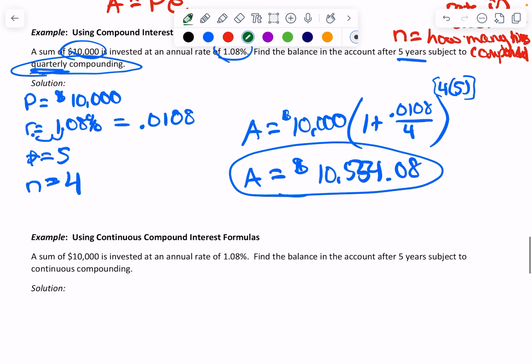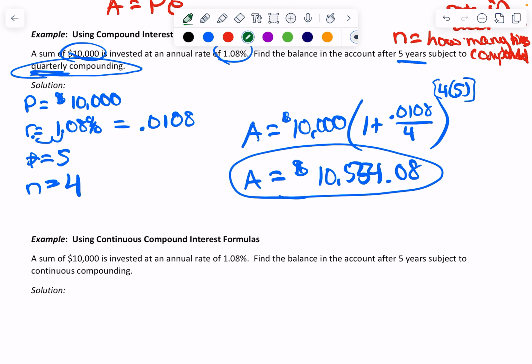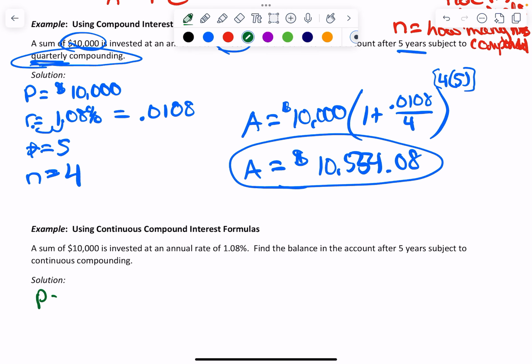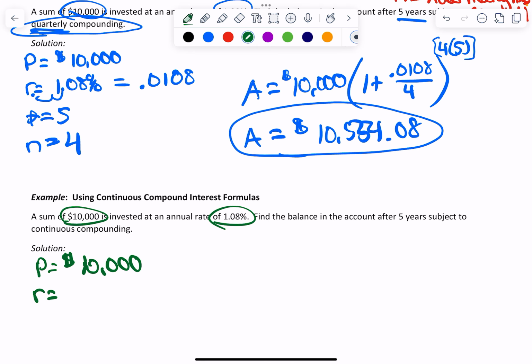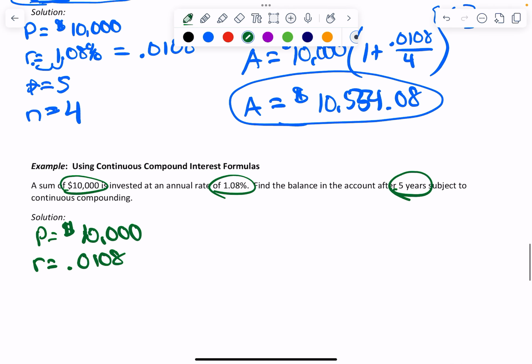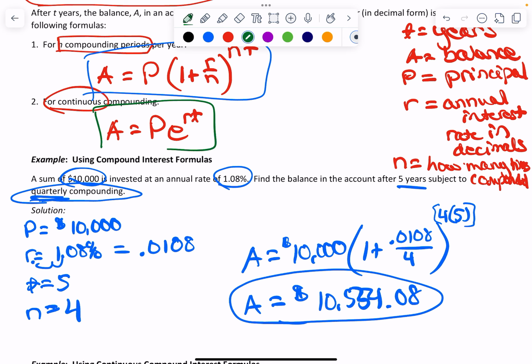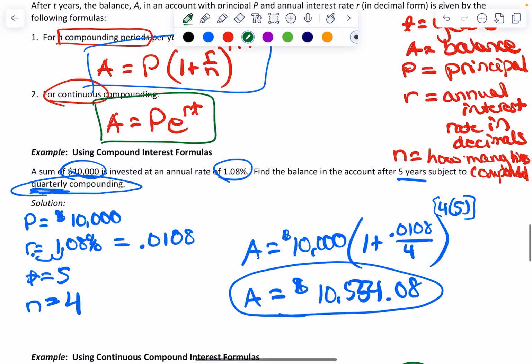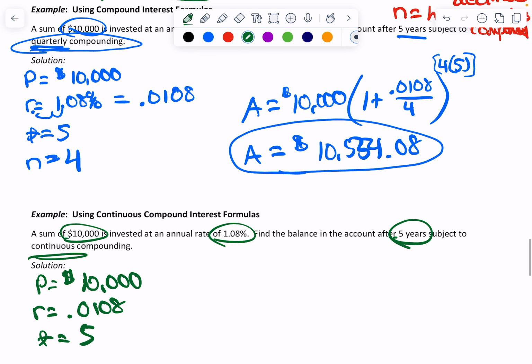Okay, next example, we have the exact same amount. Our principal is still $10,000. Annual rate is the exact same, 0.0108 as a decimal. Years is 5. And now we are continuously compounding. So we are using this one right here, A equals P times E to the power of RT.